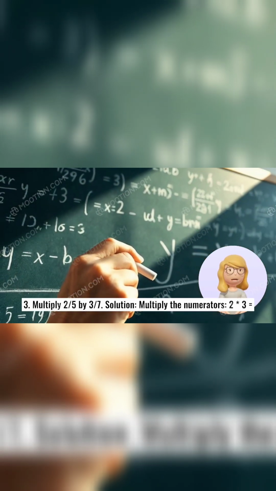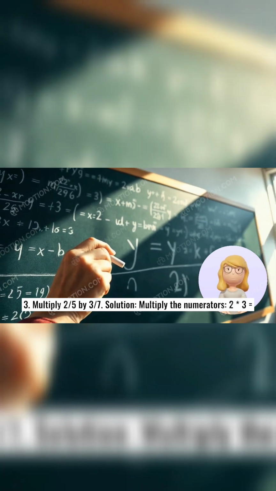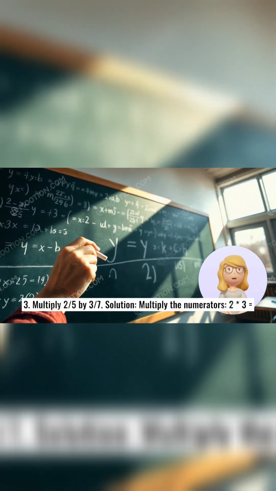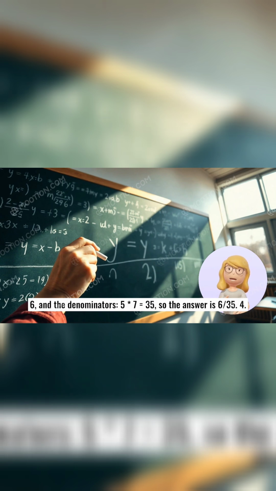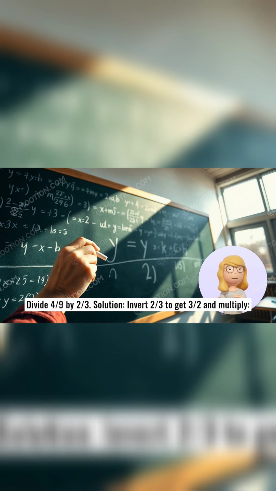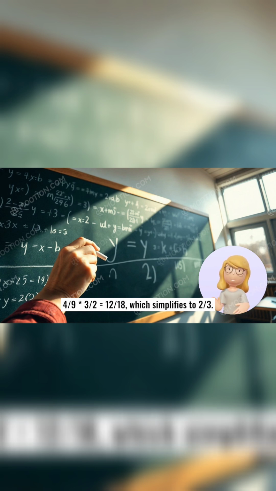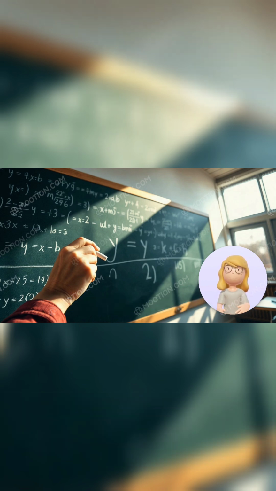3. Multiply 2/5 by 3/7. Solution. Multiply the numerators. 2 times 3 is equal to 6, and the denominators, 5 times 7 is equal to 35, so the answer is 6/35. 4. Divide 4/9 by 2/3. Solution. Invert 2/3 to get 3/2 and multiply. 4/9 * 3/2 equals 12/18, which simplifies to 2/3.